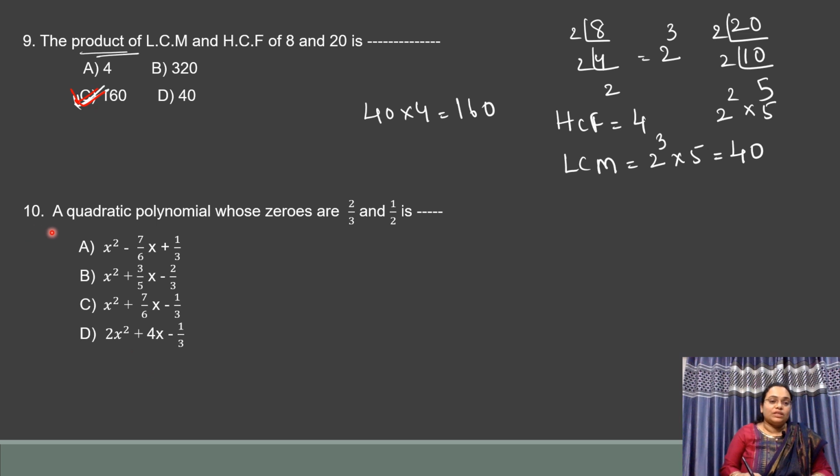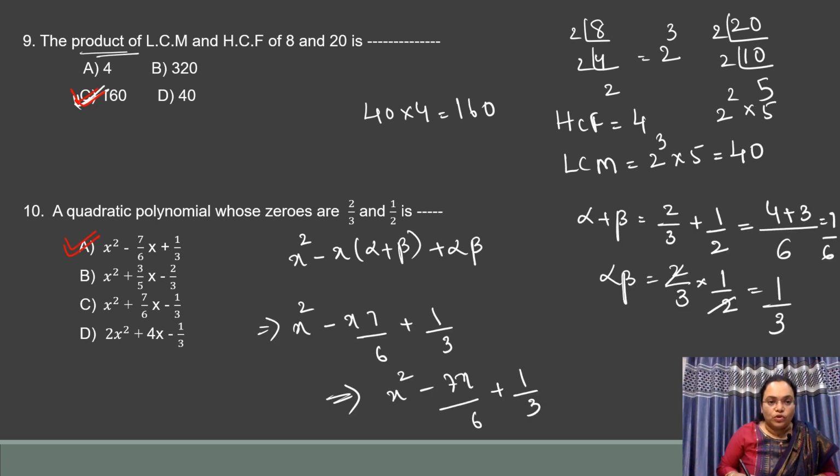The last question is the quadratic polynomial whose zeros are 2 by 3 and 1 by 2. So we know the formula that is x square minus x of alpha plus beta plus alpha beta, okay? This will be the first option, okay?